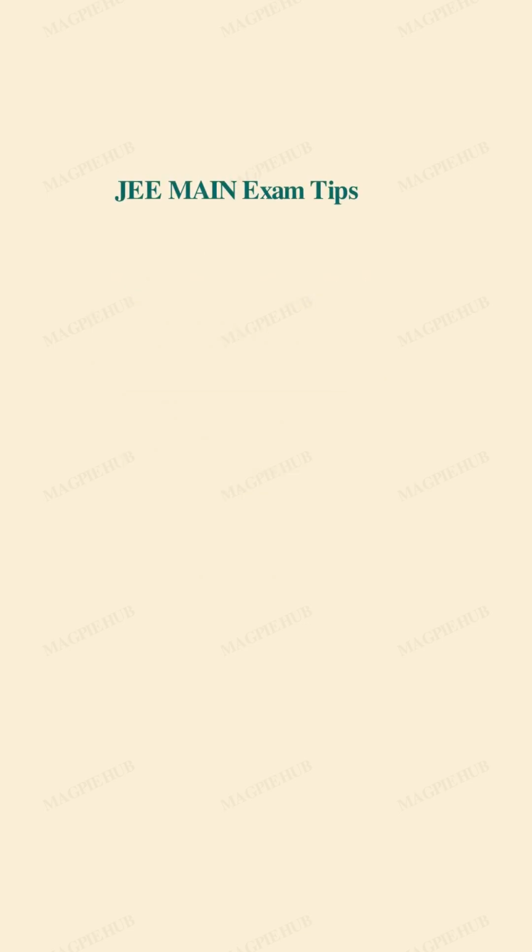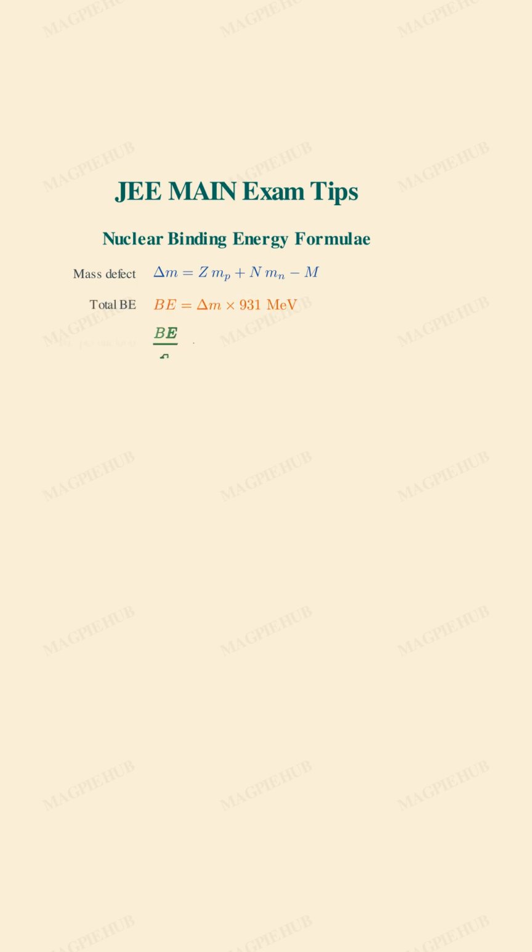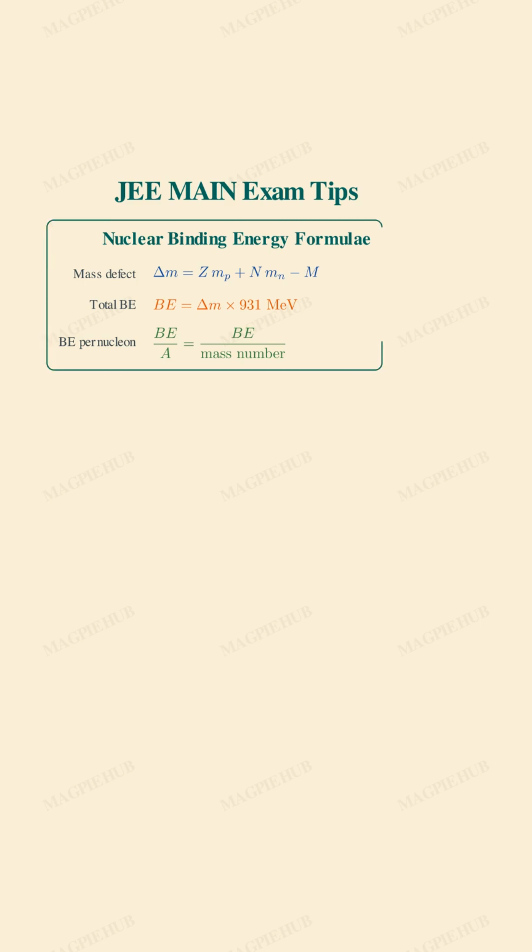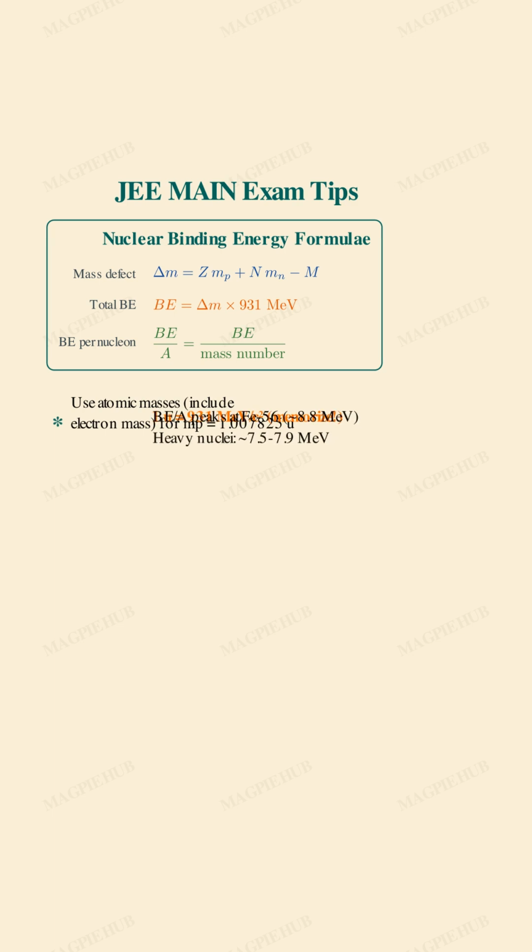Here are some exam tips for nuclear binding energy problems. Memorize these three formulae: mass defect, total binding energy, and binding energy per nucleon. Always use the atomic mass for the proton, which is 1.00782 U, as it includes electron masses. Remember that 1 atomic mass unit equals 931 MeV per c squared. The binding energy per nucleon peaks at iron 56 with about 8.8 MeV. For heavy nuclei like bismuth, the value is typically between 7.5 and 7.9 MeV per nucleon.